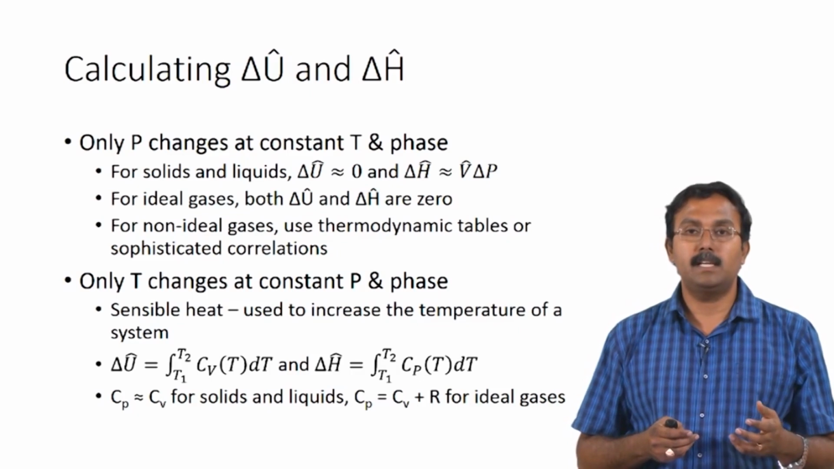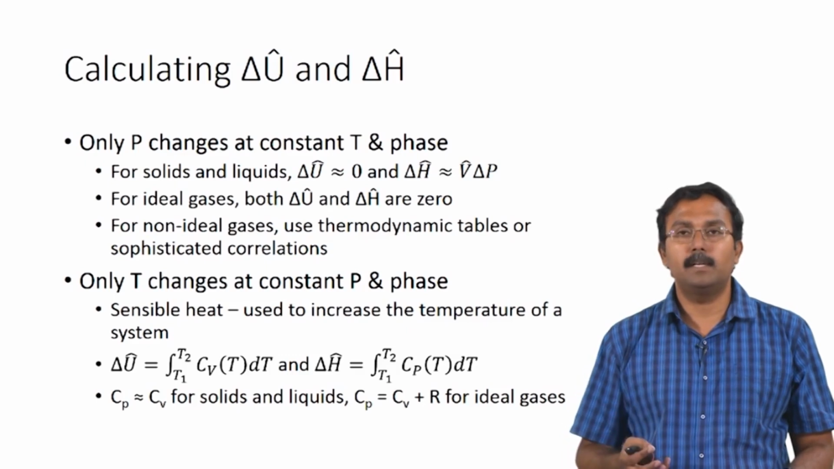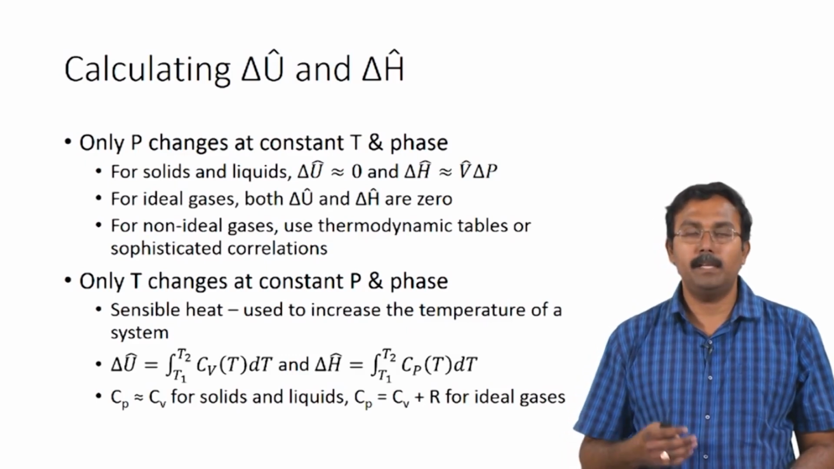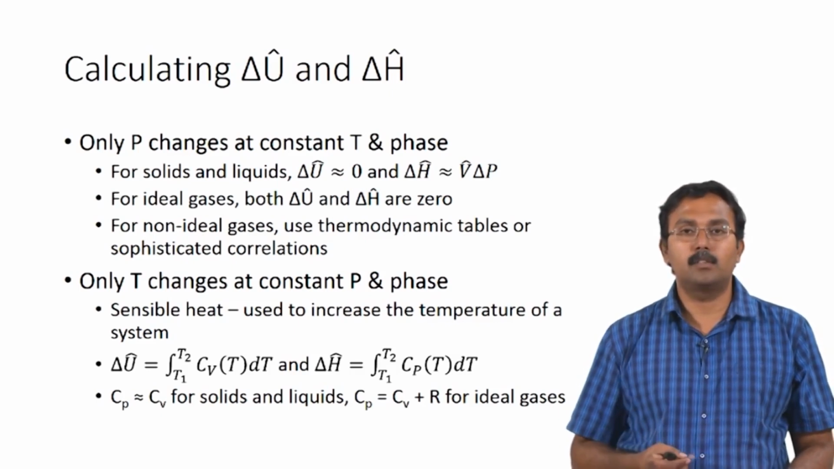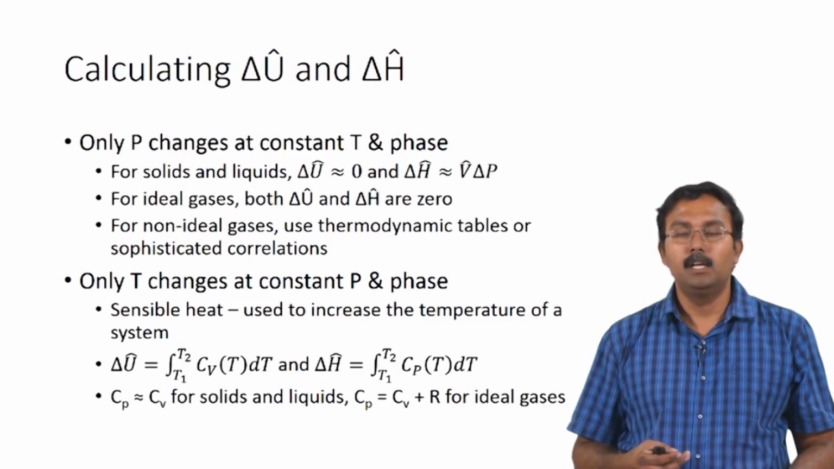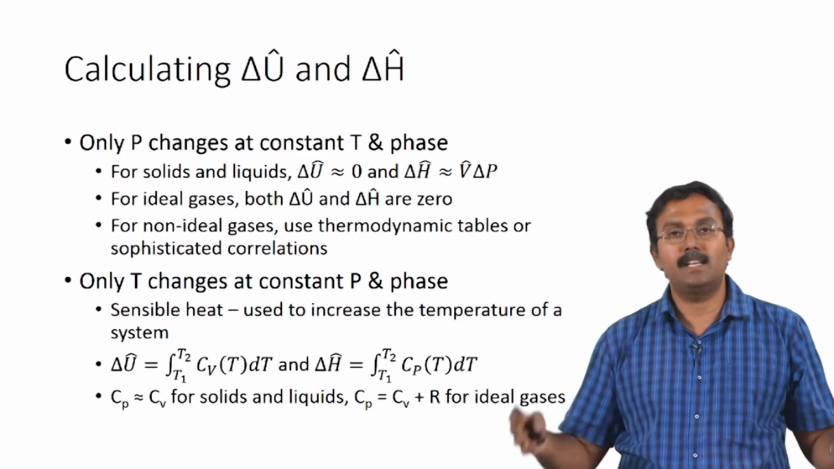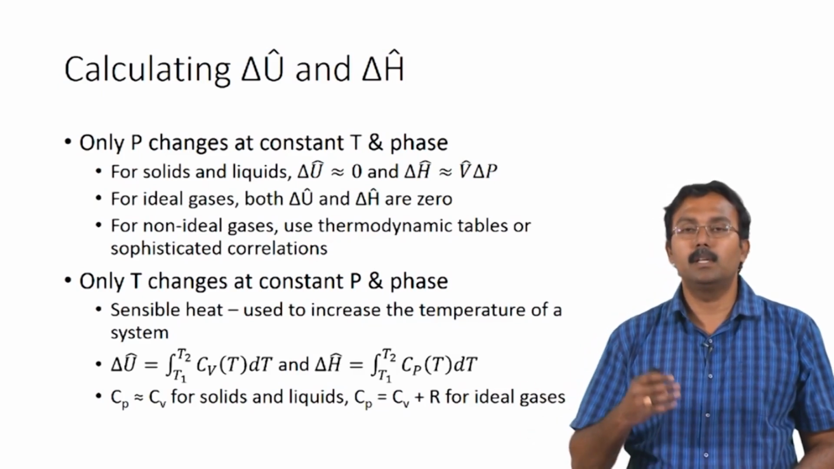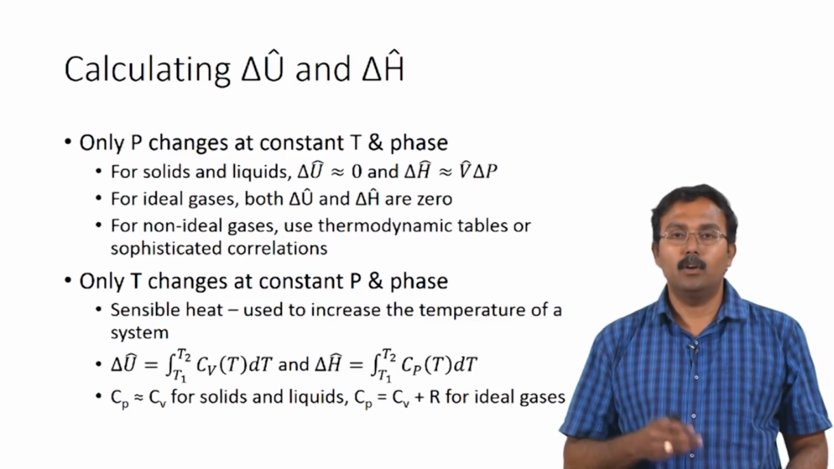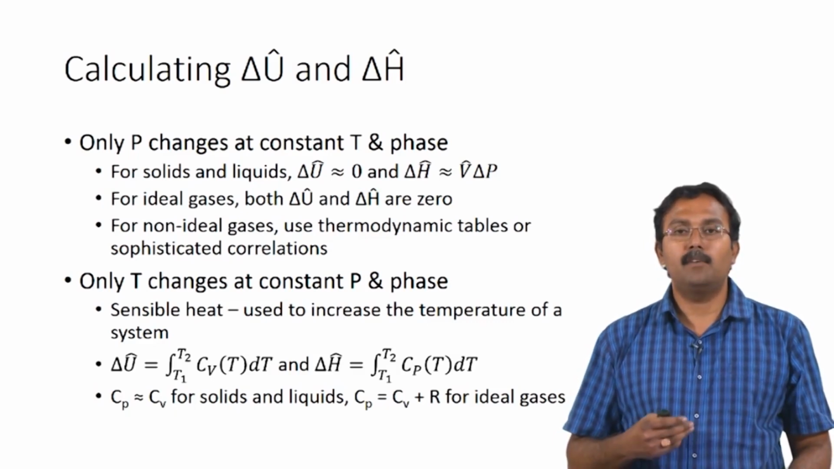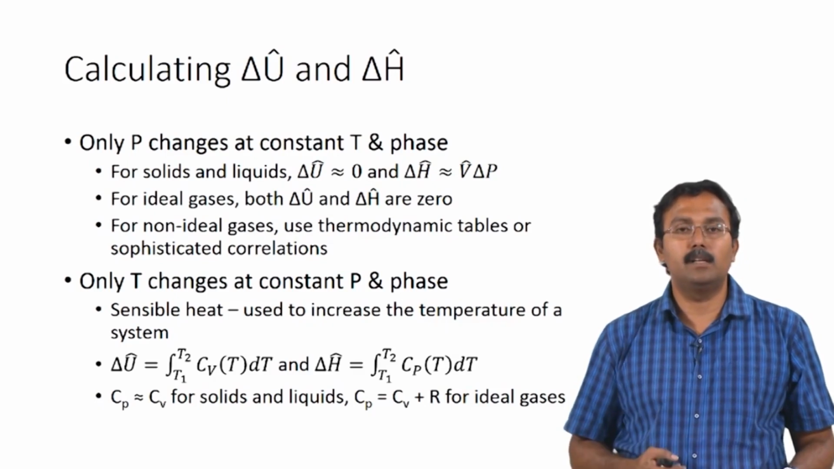So, when only pressure changes at constant temperature and phase, for solids and liquids, change in internal energy can be approximated to 0, and change in enthalpy can be approximated to V cap delta P. Usually this term is very small for solids and liquids because V cap is very small. So, this term V cap delta P is crucial if the change in pressure is very high. For ideal gases, both delta U cap and delta H cap are 0 for constant temperature processes. For non-ideal gases like steam, you might have to use thermodynamic tables or other sophisticated correlations to get these values.